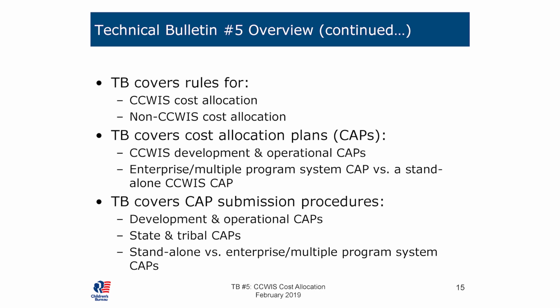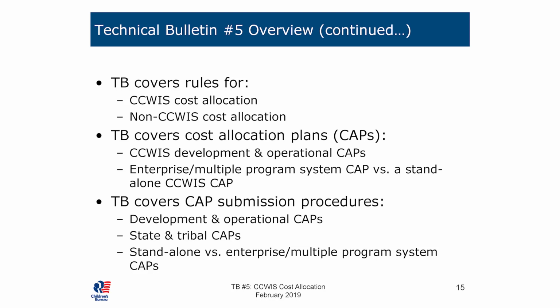We have already made reference to a cap for an enterprise multiple program system and in a standalone system, and this is referenced in the TB as well. The main point, once again, is that if you have an enterprise/multiple program system, this would be a system that also supports programs such as Medicaid, child support, or food and nutrition. Your agency must first do a system-wide cost allocation plan to identify and separate out the child welfare assistance costs for further analysis to develop the CCWIS cost allocation plans for development and operation.